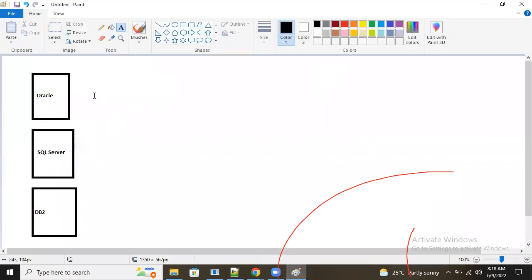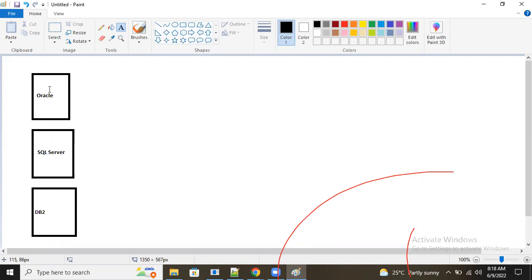So I have 3 different applications. Application 1 is pointing to Oracle. Application 2 is compatible with SQL Server. Application 3, a mainframe application for example, is compatible with DB2. A .NET application can connect with anything: Oracle, SQL Server, MySQL, DB2, any database, but we go for SQL Server. Java is compatible with any database, but we go for Oracle. So different applications have their own compatibility with different databases. Am I clear on the point?